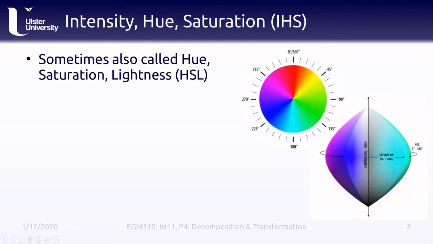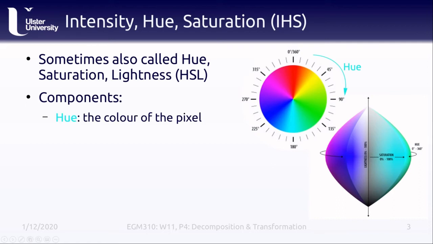Intensity, hue, and saturation, or IHS, is also known as hue, saturation, and lightness. Rather than choosing red, green, and blue components, it breaks down a color value as follows. The hue component is the dominant wavelength, or what we might recognize as the color of the pixel. It's usually given as a value from 0 to 360 degrees. As you can see, the color changes as we move around this color wheel.